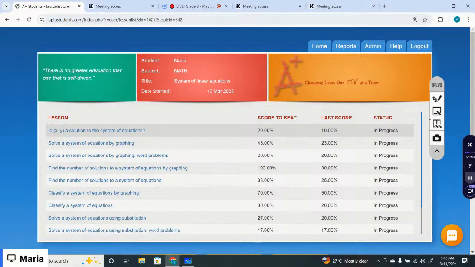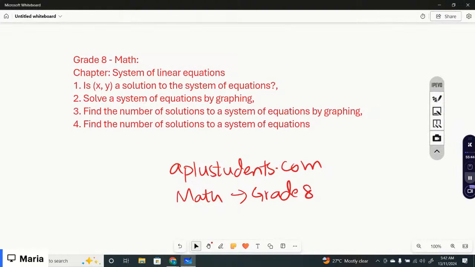So we were working on grade 8 math. The chapter we were working on is system of linear equations. The lessons we have covered today are: is (x, y) a solution to the system of equations, solve a system of equations by graphing, find the number of solutions to a system of equations by graphing, and find the number of solutions to a system of equations. So please make sure before the next session you complete all the practice questions for the lessons we just did. That is your homework until next session.